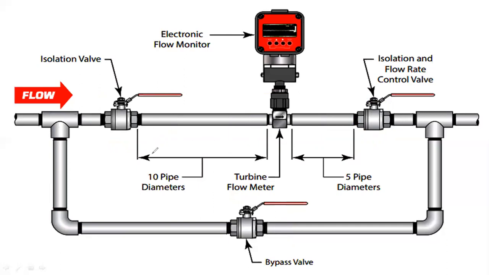You can see the diameter of the pipe is 10 pipe diameters at the turbine flow meter input. At the turbine flow meter output, it is connected through 5 pipe diameters. The diameter changes: the input diameter is different from the output diameter. So the flow is calculated by using this turbine flow meter.